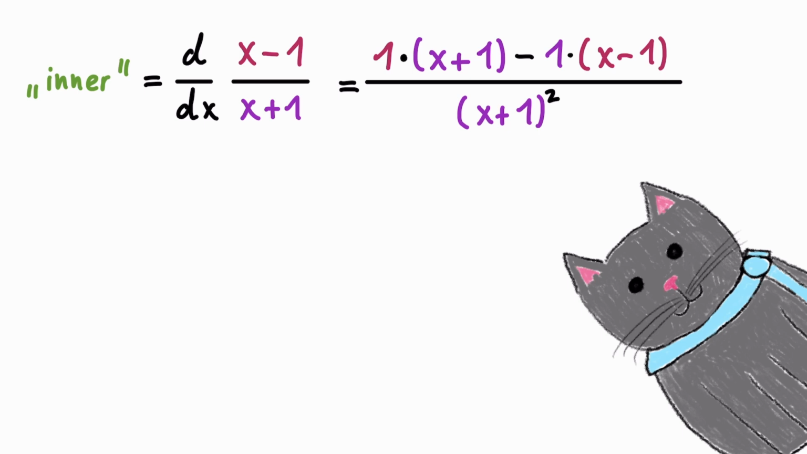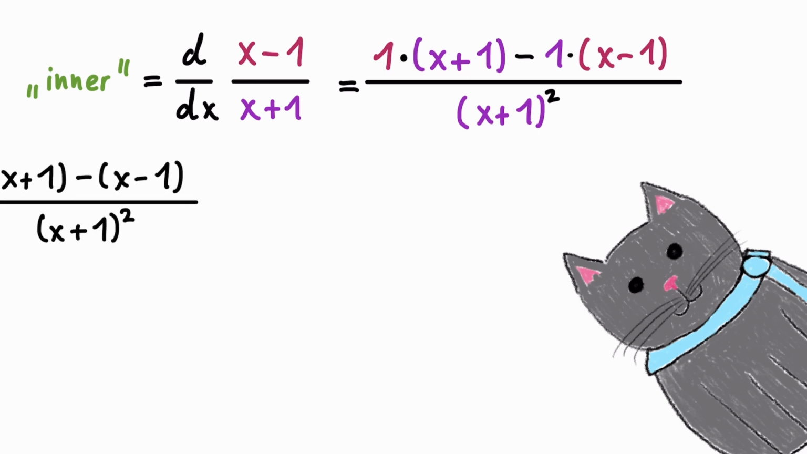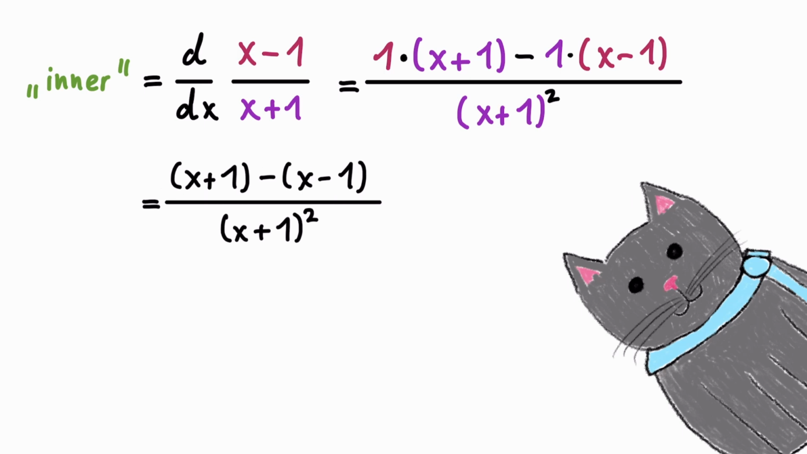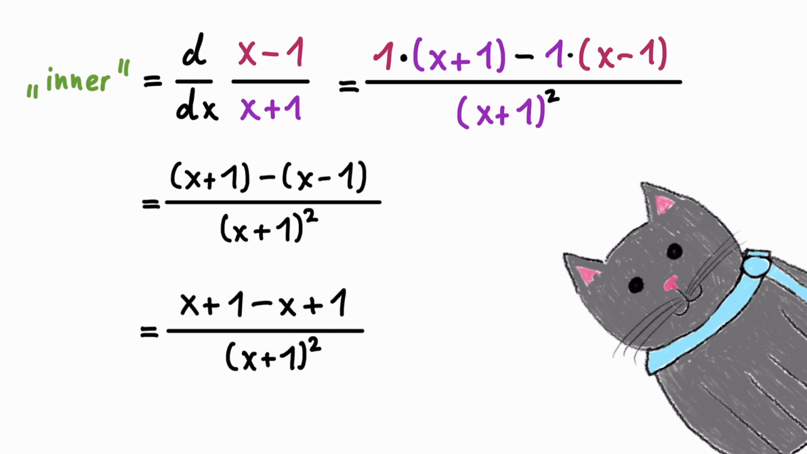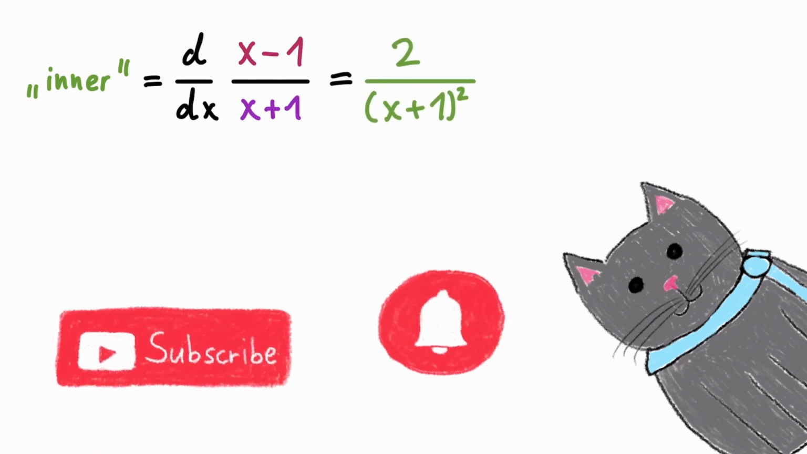Note here the matching color coding. This can be further simplified by not writing the redundant multiplications by 1, resulting in (x plus 1 minus (x minus 1)) divided by (x plus 1) squared. Further simplifying the numerator by resolving the brackets leaves us with (x plus 1 minus x plus 1) divided by (x plus 1) squared. Note here the rule for resolving brackets with a negative sign in front, equaling 2 divided by (x plus 1) squared. With this, the inner derivation is found and simplified as far as possible.